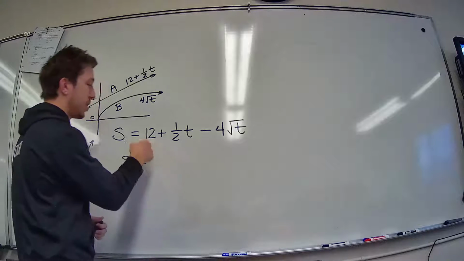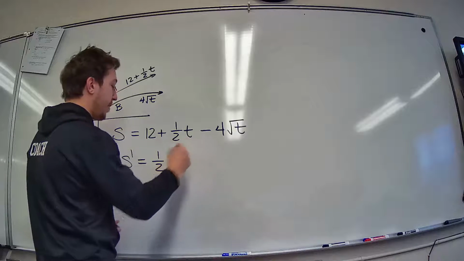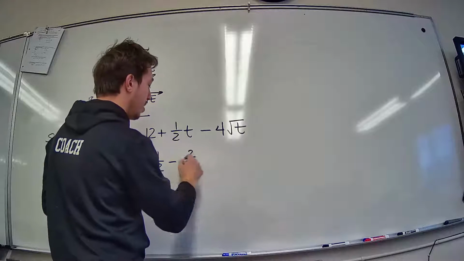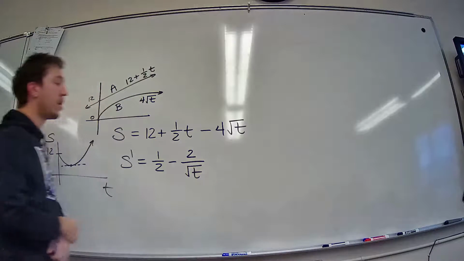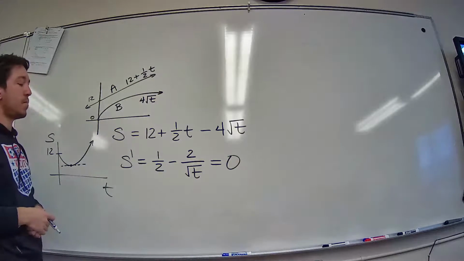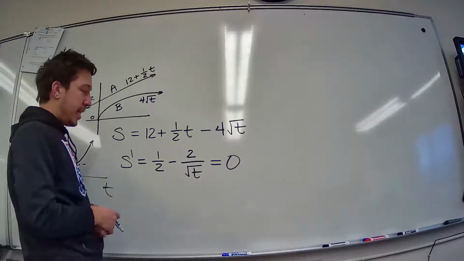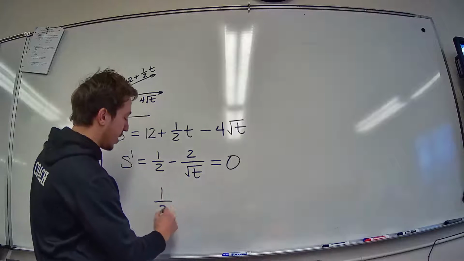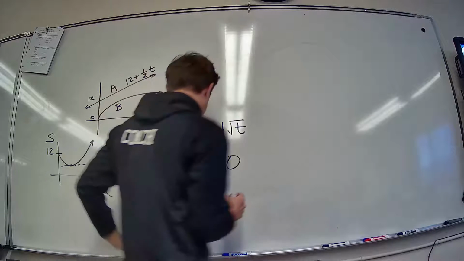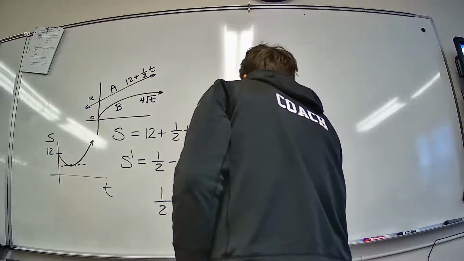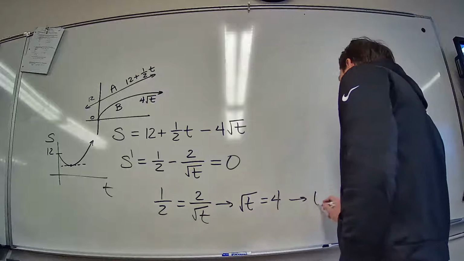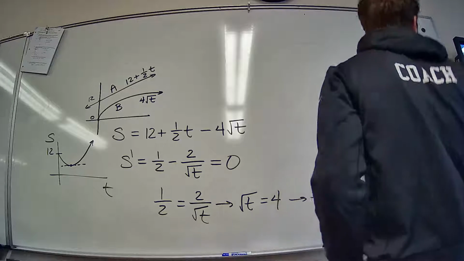Take the derivative, 0 plus 1/2 minus 2 over root t. Set that equal to 0. What is t going to end up being? Let's solve it the old-fashioned way. Move it over. Square root of t equals 4. People always mess this one up. What's the answer? Is t 2? No, it's 16. Okay.